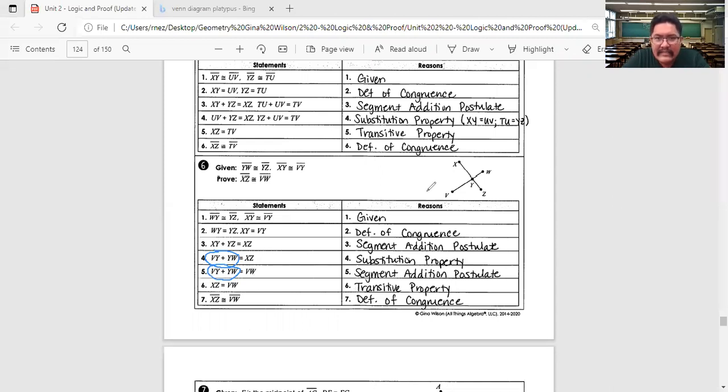So now that we know XZ, so XZ is this one, VY would be that one, and that would be transitive property because we can take this one and set those two equal to each other. Because we already know that these two things are equal to this set. So just set them equal to each other. That's transitive property. Put the little markers on them, definition of congruence, and we are done.